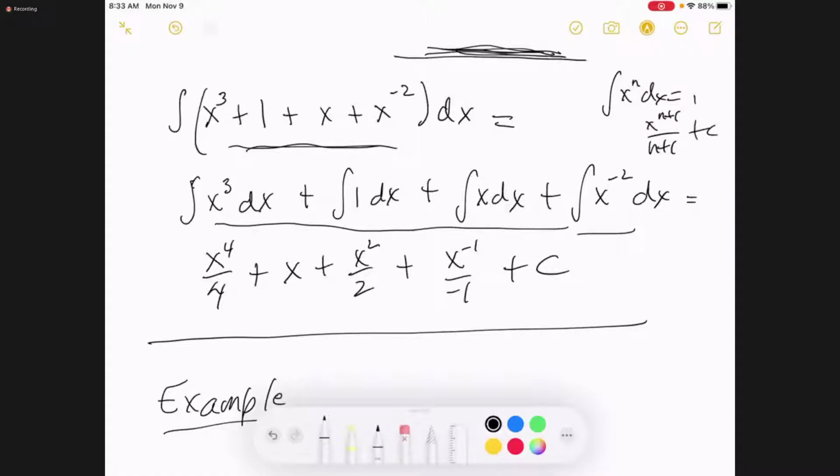Okay, as long as n is not equal to -1. But tomorrow we're going to start talking about this when n is equal to -1. But yeah, on this one, and this one, I use this rule. And for one, we also had the rule that the antiderivative of a constant was the constant times x. So it's 1 times x. Yeah, I'm using the properties of integrals here, and that's all.